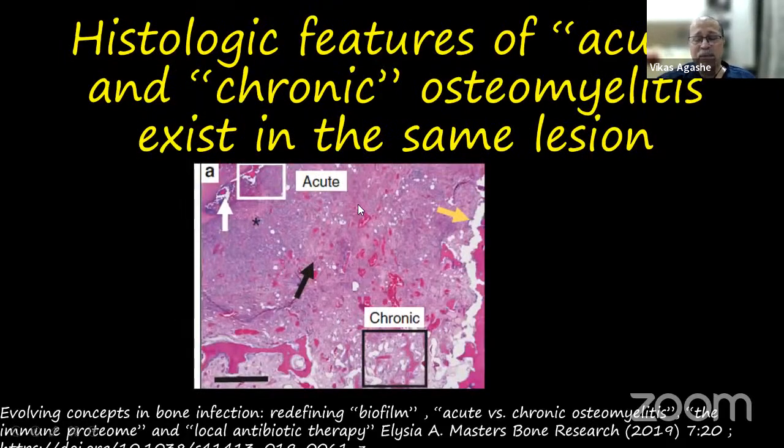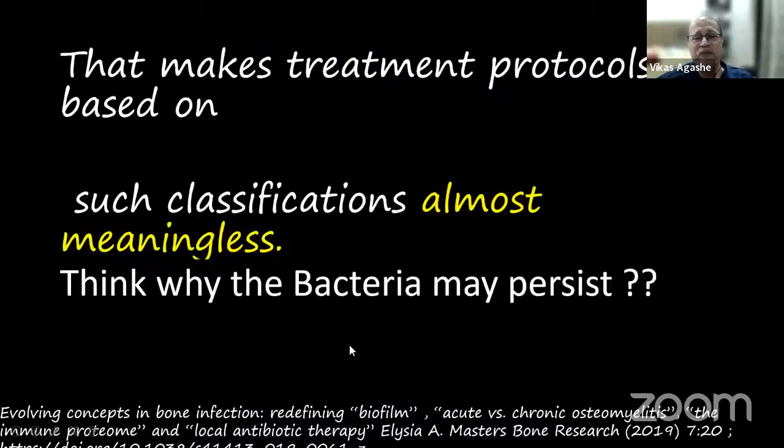Here you can see a picture from the paper: in the same lesion, there can be areas of acute osteomyelitis and chronic osteomyelitis. And therefore, they say that this classification is meaningless. Think why bacteria persist.